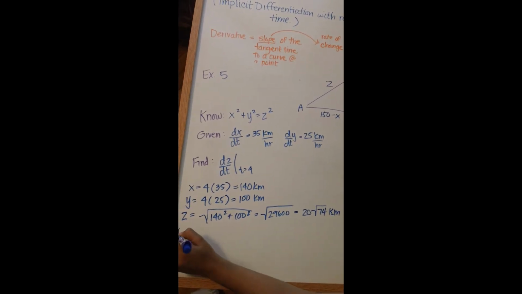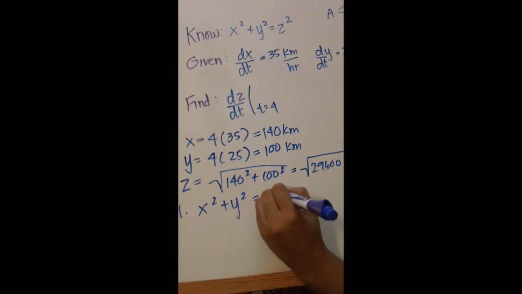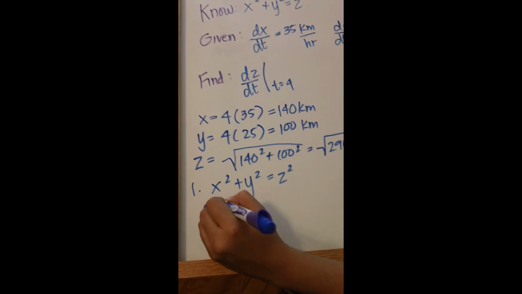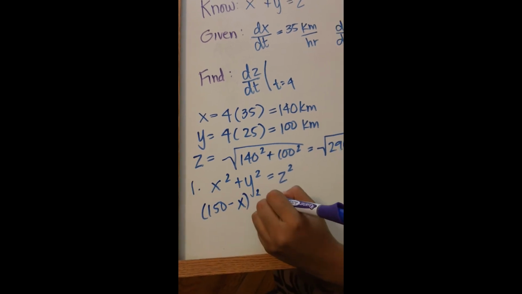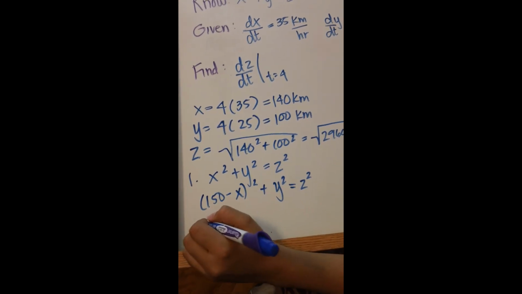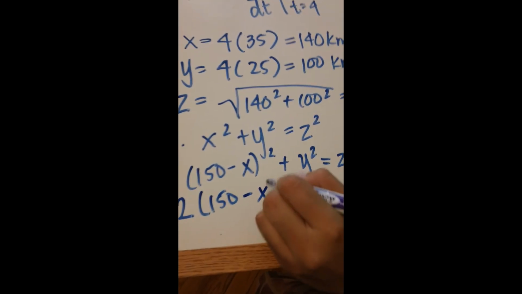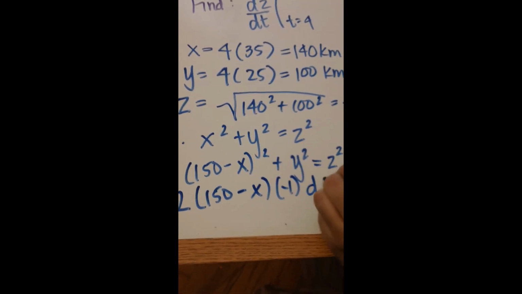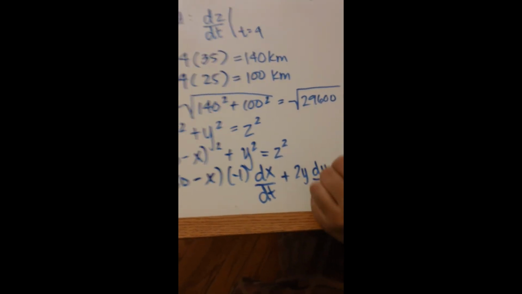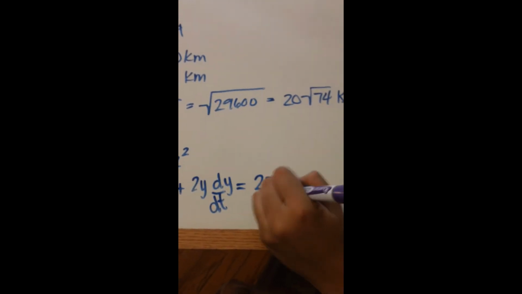So just like before, we're going to take our known equation, and x squared is actually 150 minus x, the whole quantity squared. Now we take the derivative of both sides. So we really have two of these, because it follows the chain rule. Dx dt plus 2y dy dt equals 2z dz dt.